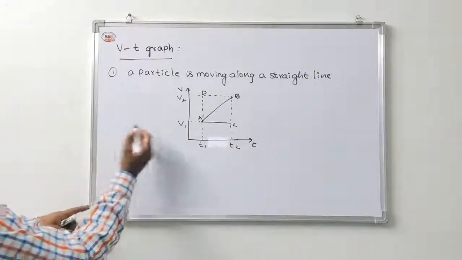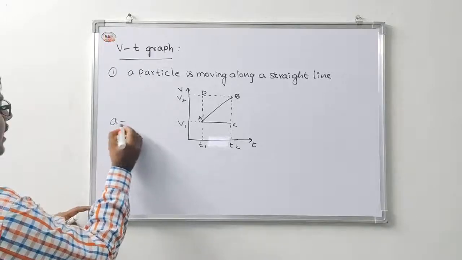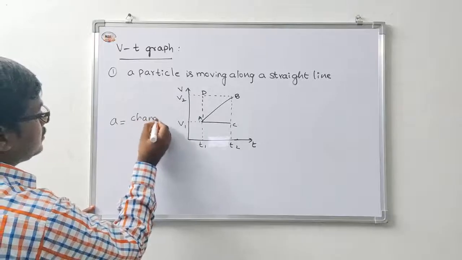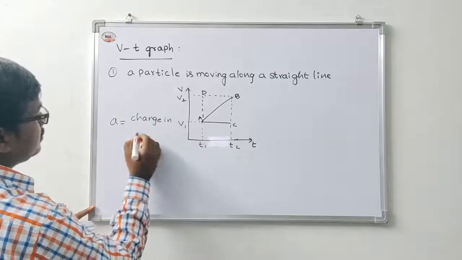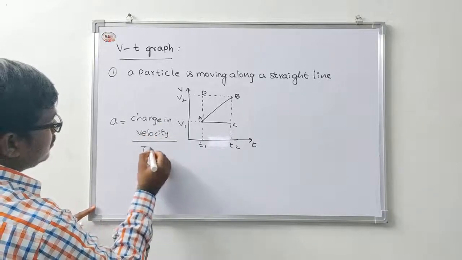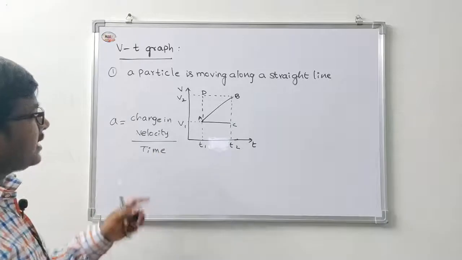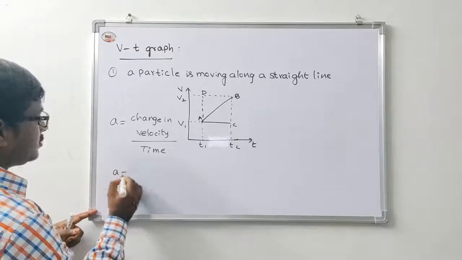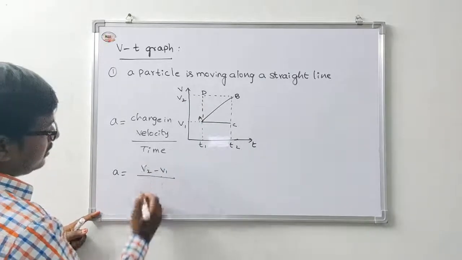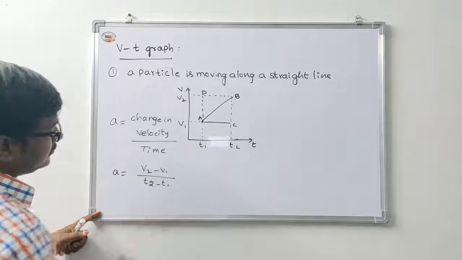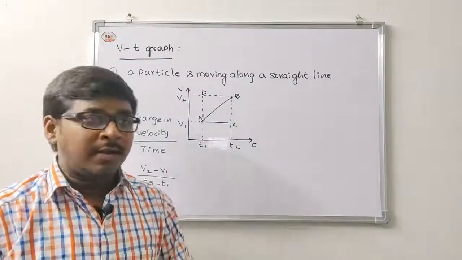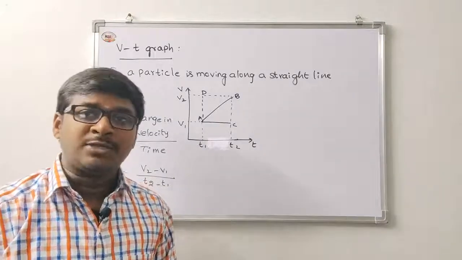In this, acceleration a is equal to change in velocity by time taken. Change in velocity by time taken, so a is equal to V2 minus V1 by T2 minus T1. This is the slope formula, students. The slope formula is m is equal to y2 minus y1 by x2 minus x1.